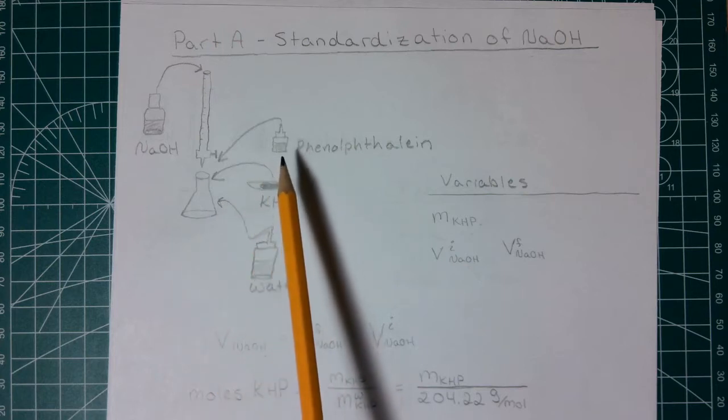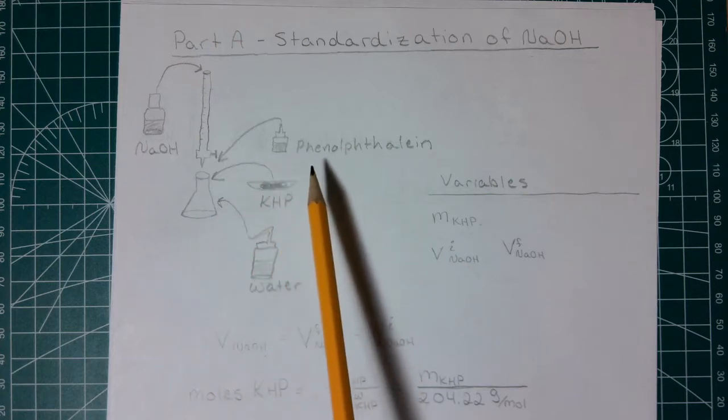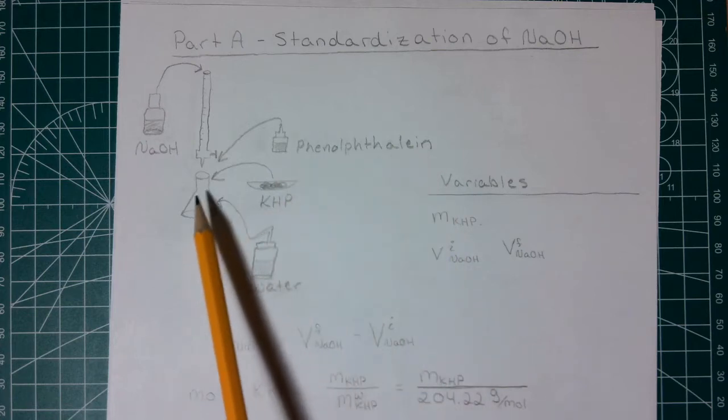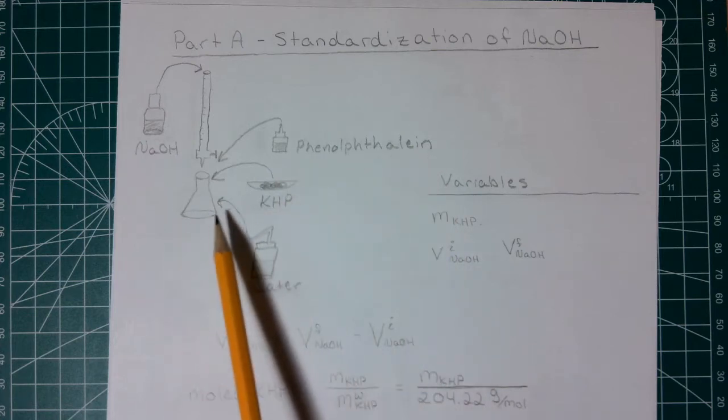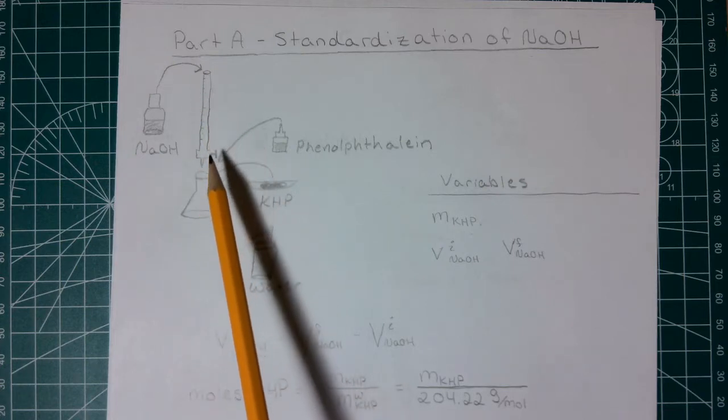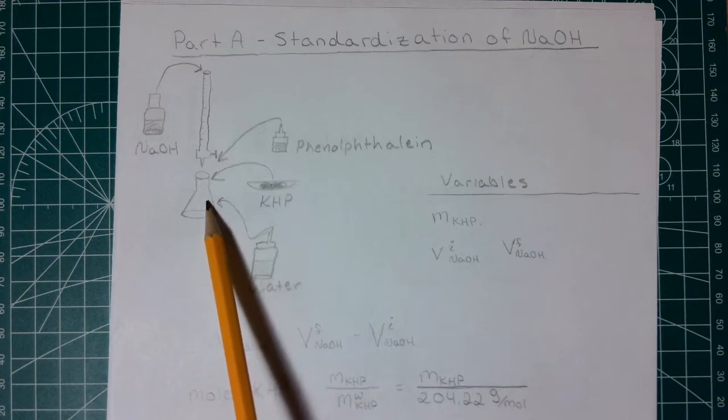In addition to that, we're going to add an indicator. In this case, we're going to use phenolphthalein. It's going to turn the KHP solution from clear to pink when we've reached the endpoint, and the moles of sodium hydroxide are equal to the moles of KHP that we've added.